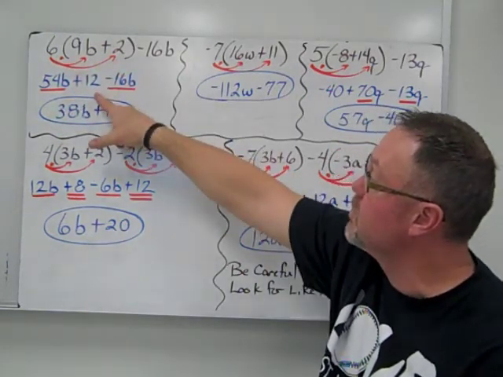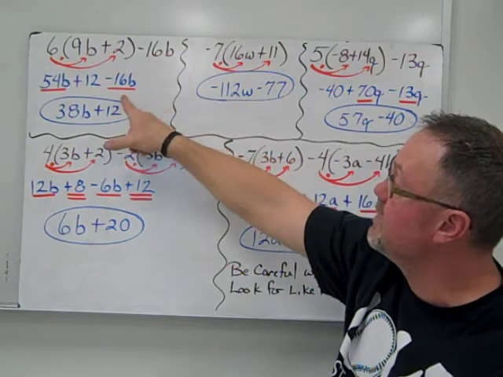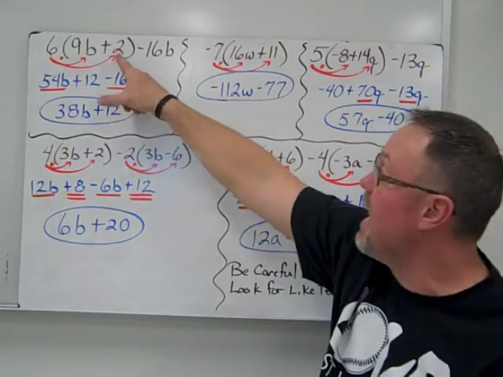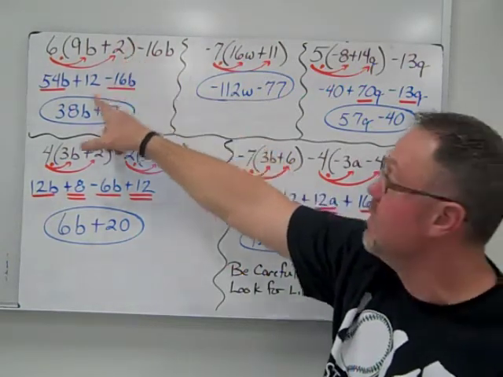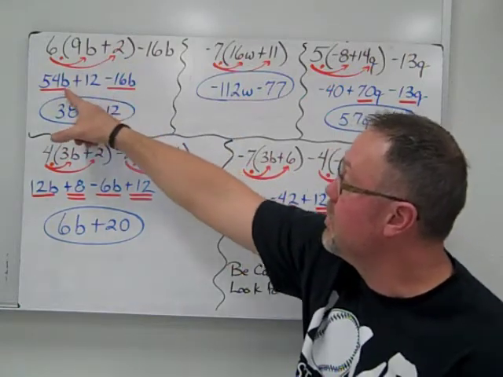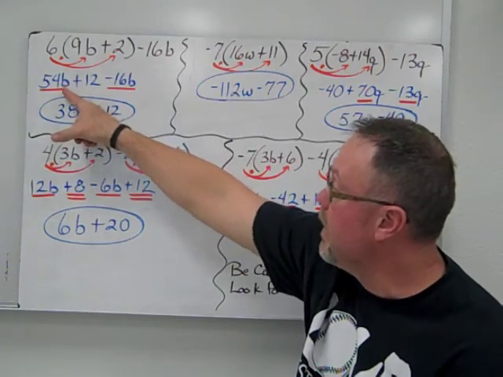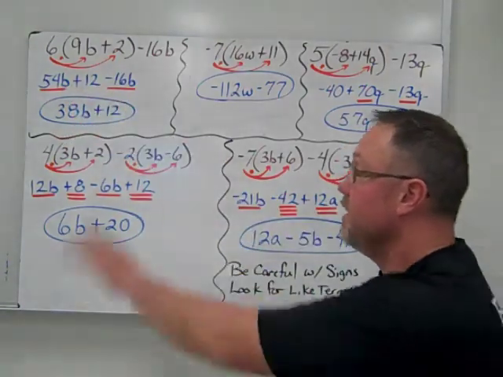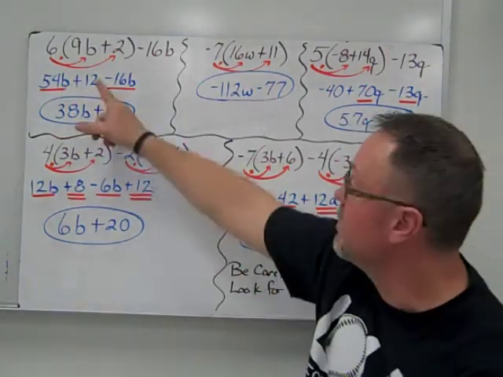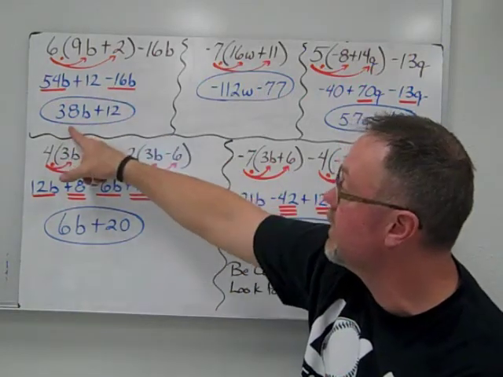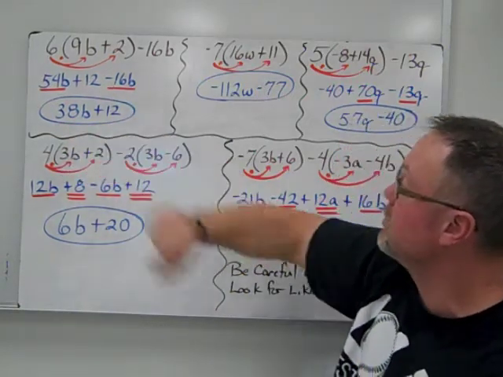6 times 2 is 12. My negative 16 just comes down because it's not inside the parentheses. Now I have like terms that I can combine. I have a positive 54, negative 16. Different signs, I subtract. Larger number carries the sign, so I get 38b plus 12.